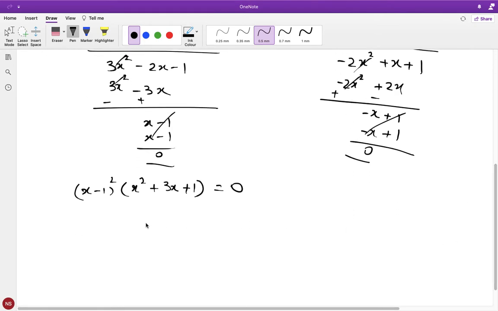So the roots are what? (x minus 1) whole square. So roots are 1, comma 1. And what are the roots of this thing? x square plus 3x plus 1 is equal to 0.